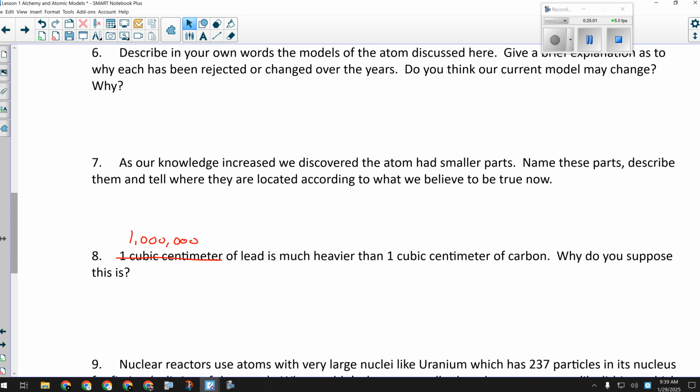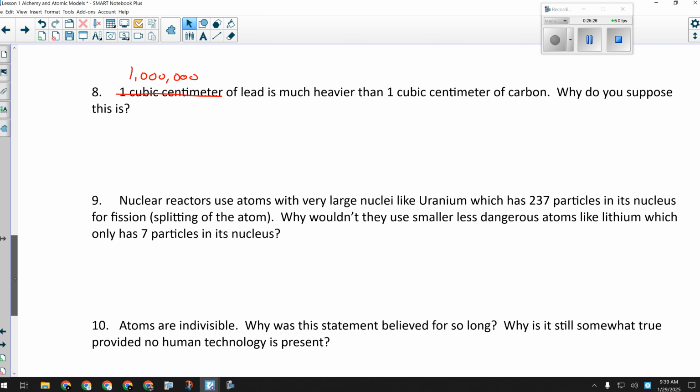Right, the atoms are bigger. A lead atom has 82 protons. A carbon atom has 6. So if I have the same number of atoms of each one, this is going to be way, way heavier. They're just a bigger atom, and if I have the same number, then obviously that one's going to be much, much heavier. All right, question number 9, big or small?